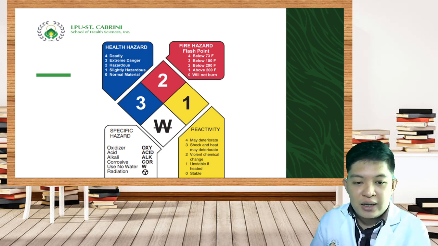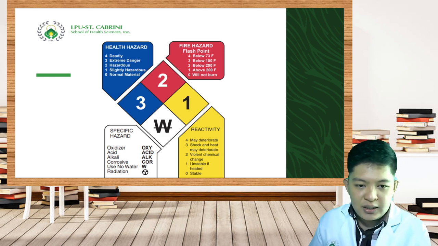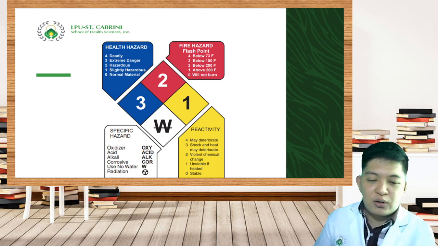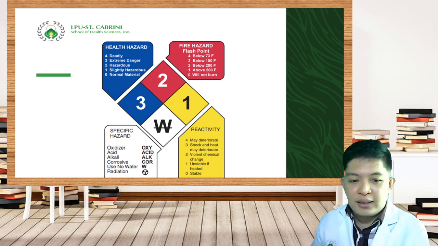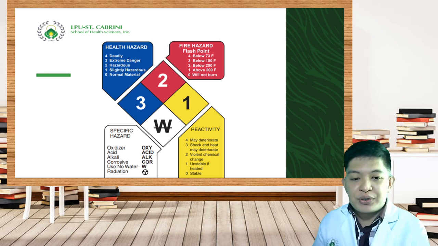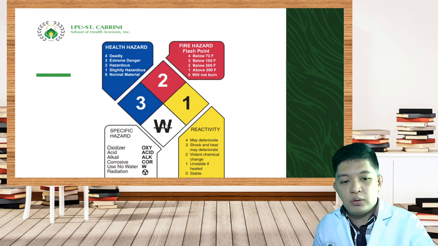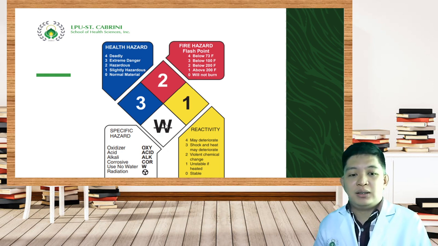Next, kapag white, that is specific hazard. Is it an oxidizer? Is it an acid? Is it an alkaline? Is it a corrosive? Use no water, or it can be a source of radiation. So let's say for example, this one W na mayroong line, it means use no water.